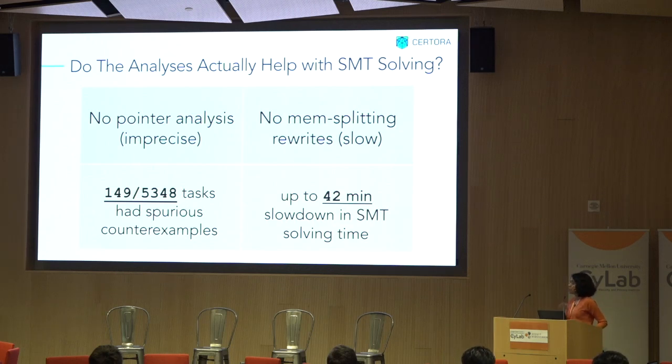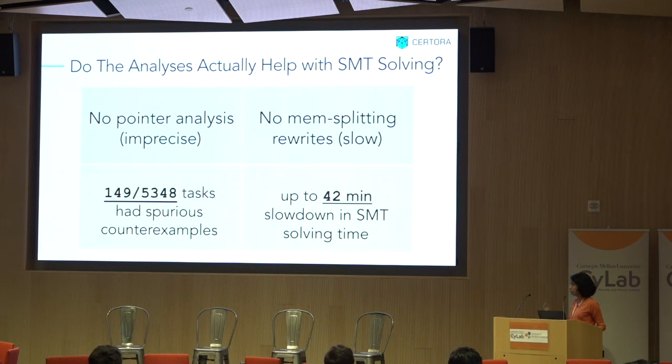First, we just completely disabled the analyses. What that means is that you just cannot resolve any of the external function calls statically, and so this is imprecise. And we found that about 150 of these tasks actually give you spurious counterexamples, which means these are not actual counterexamples.